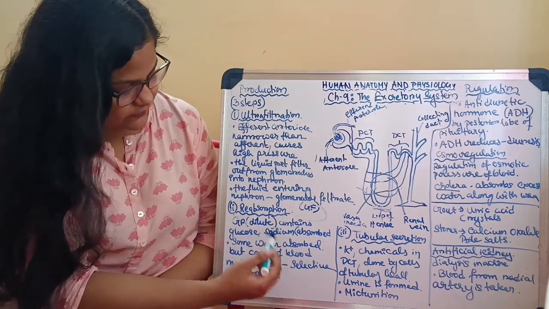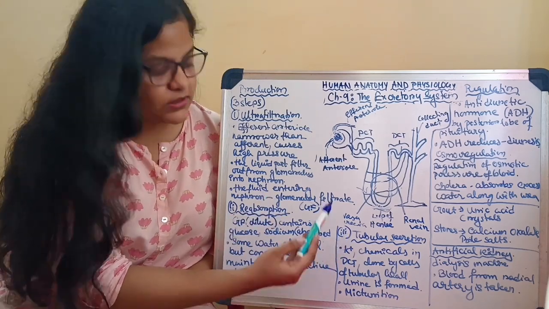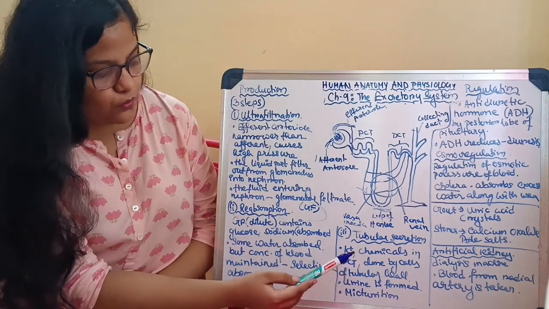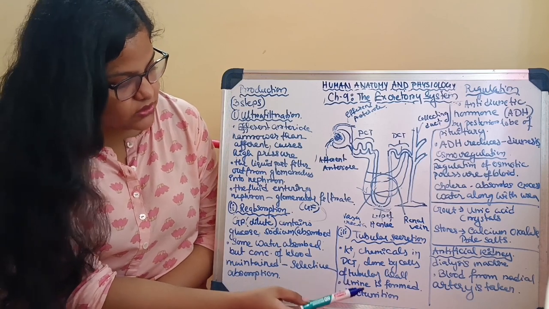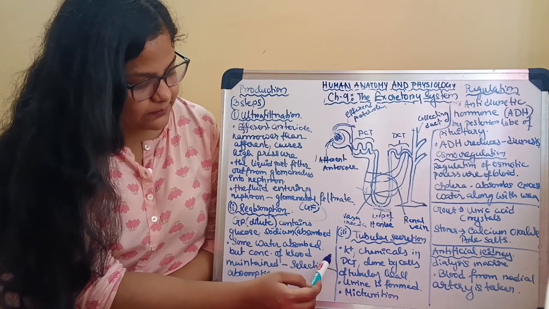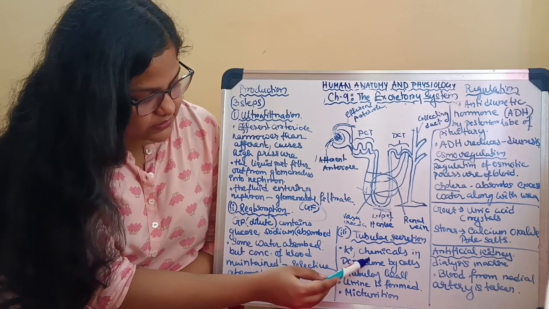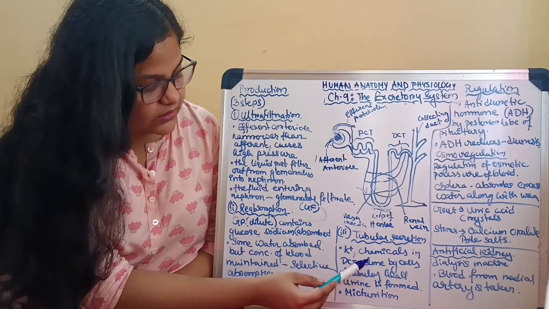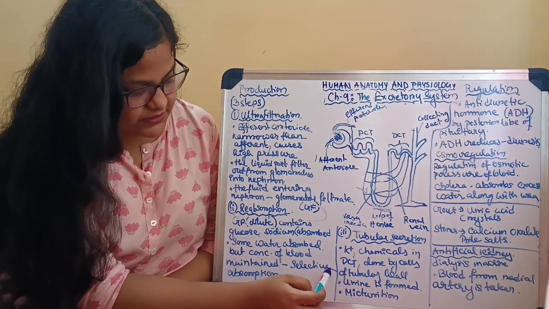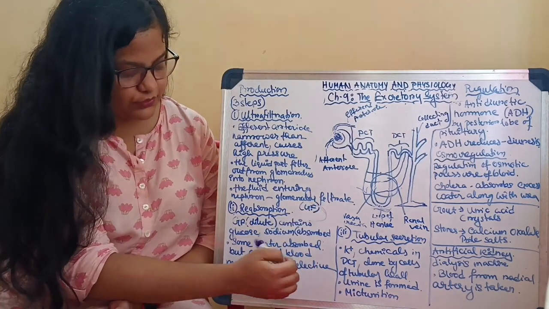Now, after the selective absorption under reabsorption, what happens is the tubular secretion. Now, what is tubular secretion? In tubular secretion, the walls of the tubular cells of the DCT secrete important elements like the K plus ions and some chemicals, right? These chemicals obviously contain urea and others. These excess K plus ions and urea are excreted by the tubular secretion into the remaining glomerular filtrate.